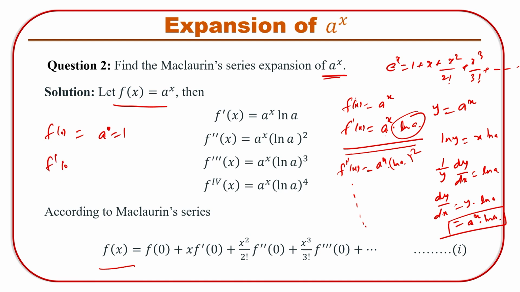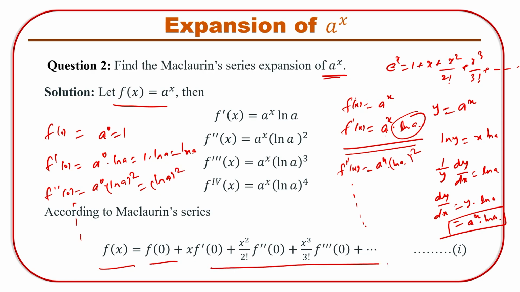f'(0) is equal to a^0 into ln a. So this is equal to 1 into ln a, so this is equal to ln a. f''(0) is equal to a^0 into (ln a) whole square, so this is equal to (ln a) whole square, and so on, right.